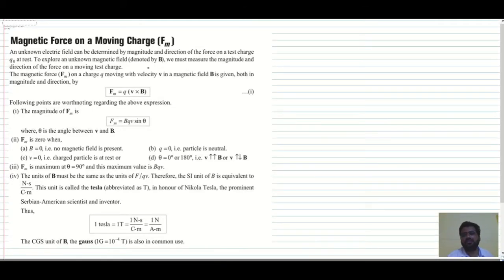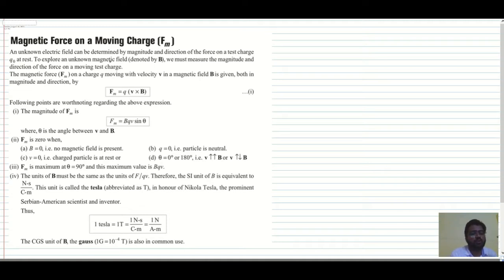So let's start with magnetic force on a moving charge, and in this video I'll be taking theory plus the problems. So do watch till the end. You will get more clarity on magnetic force and the numericals related to magnetic force on a moving charge. So see here, what is magnetic field?